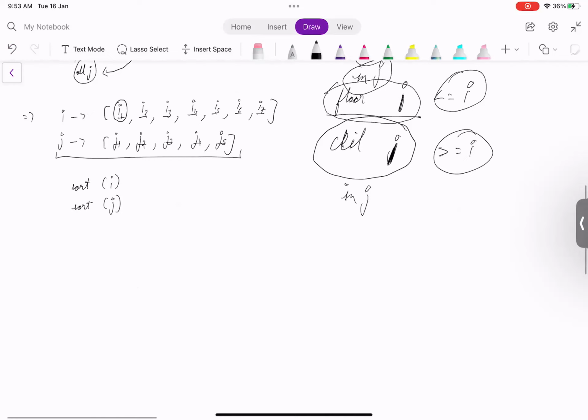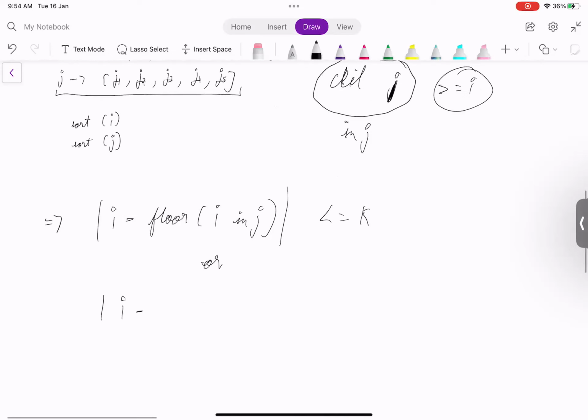So now let's see. Now we are just performing binary search to find these out. And in case we try it for floor, I minus the floor value of I in J, either this should satisfy the condition, or I minus C should satisfy the condition. If any one of them satisfies, then we can say I is beautiful.